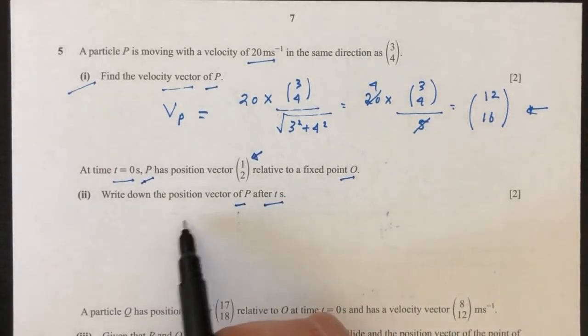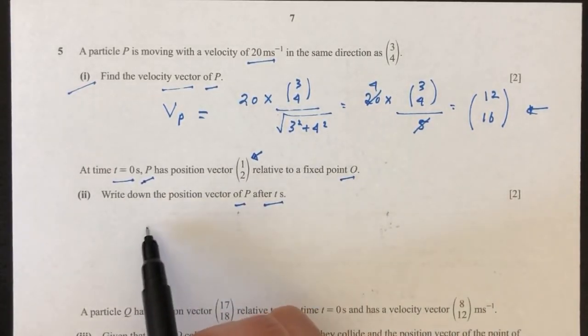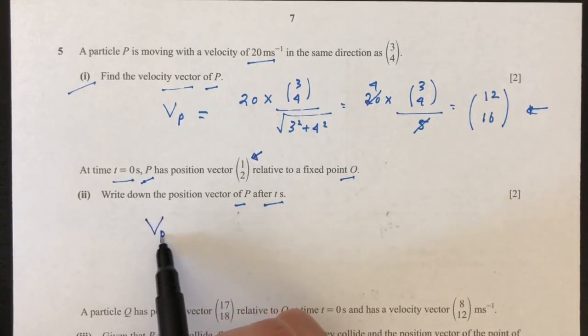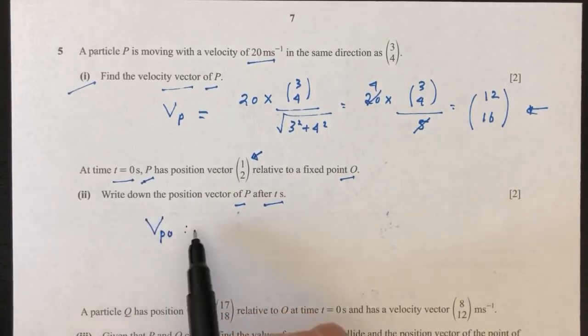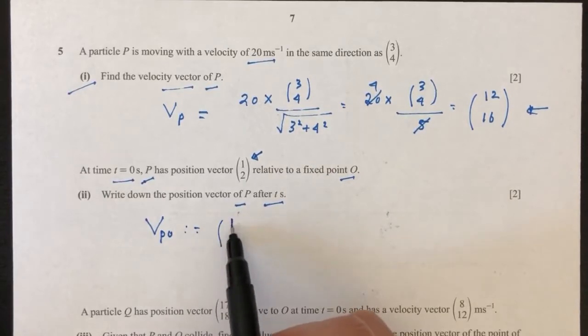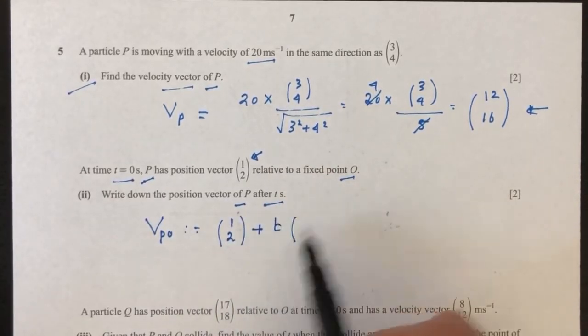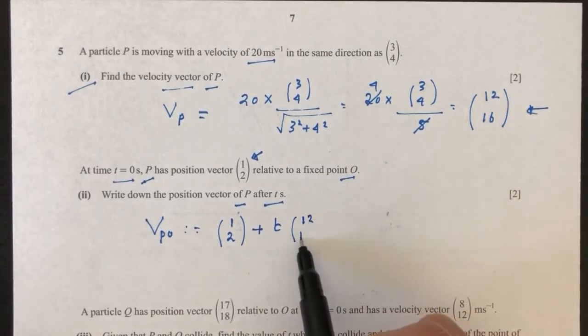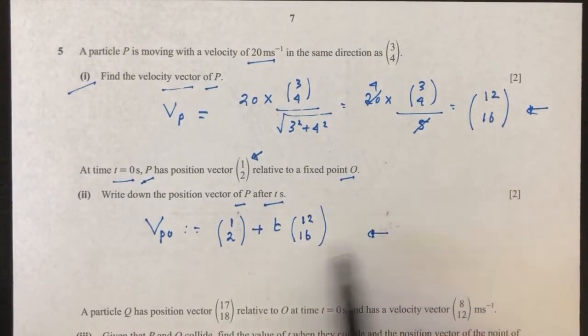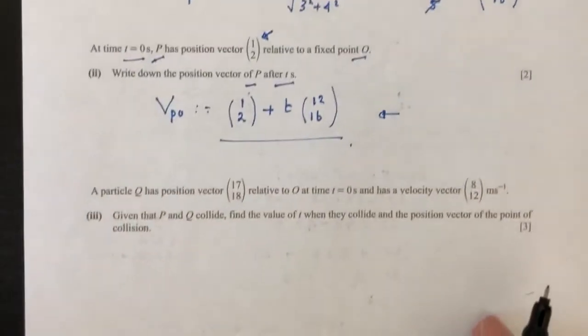So at first it is here. So let's call this position vector. At first it is at this point at t equal to 0. Now after t seconds it will be t times the speed, which is this. I hope that makes sense. This will be your answer here.